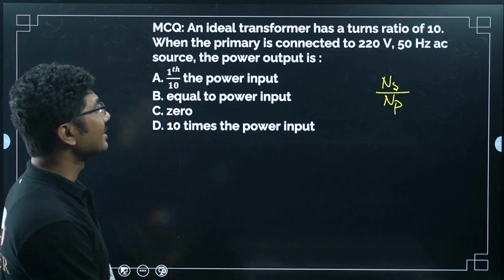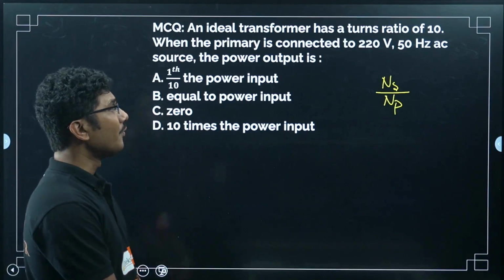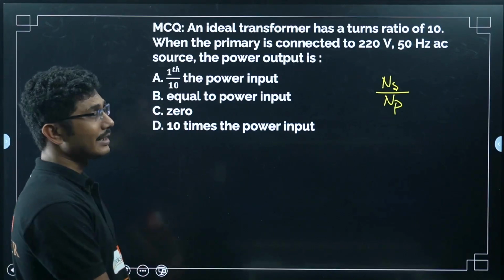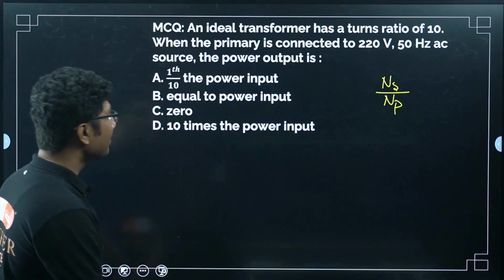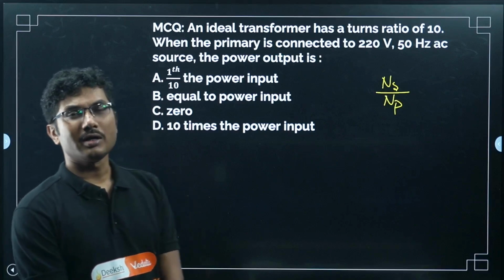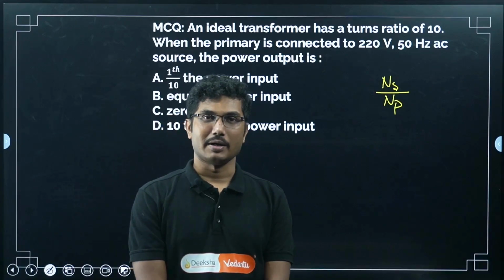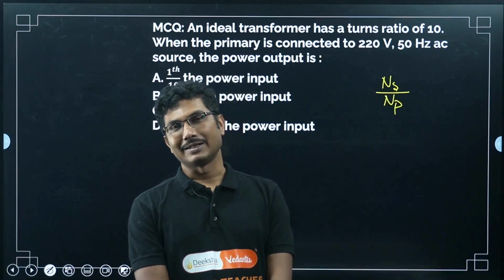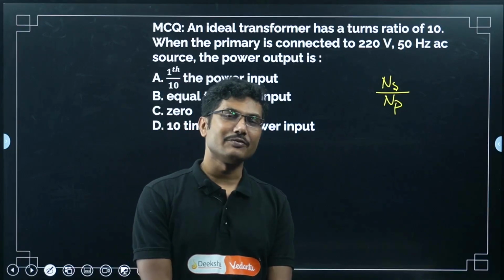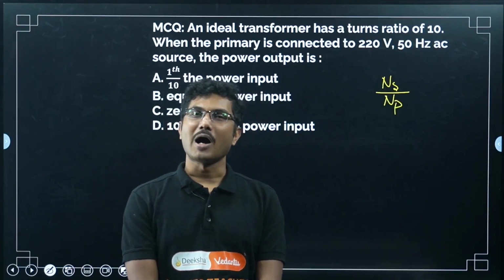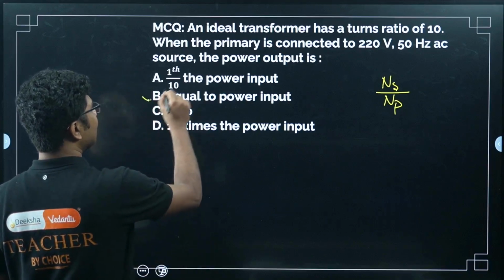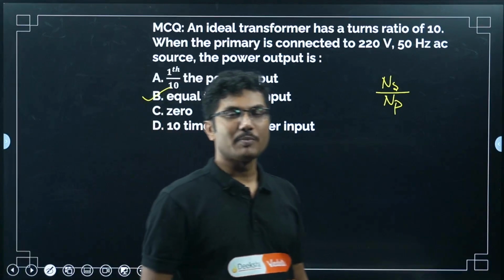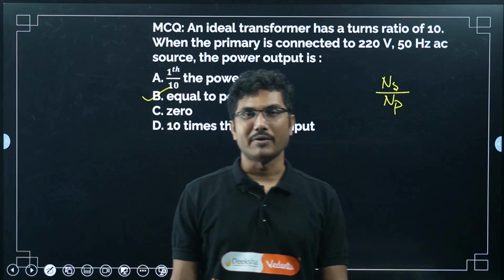So they have asked you to find the power output when this is connected to a source. Now you should remember that you cannot increase or decrease the power. Power is like the main thing. Even if you increase the voltage, even if you decrease the current, power will remain the same. So output power will always be equal to the power input.